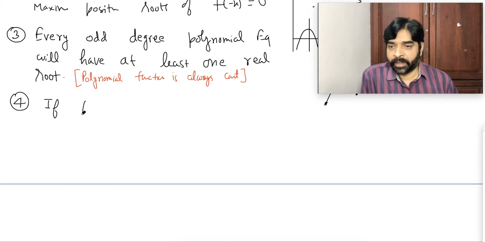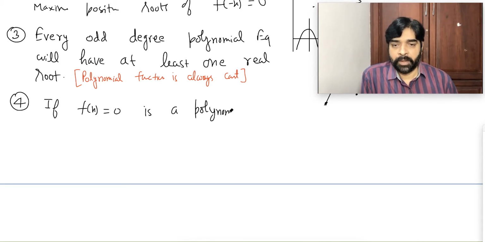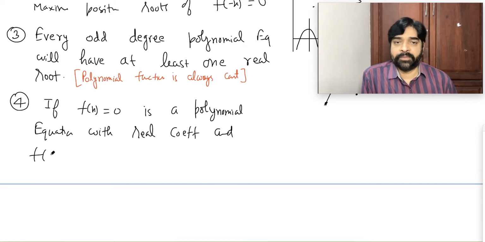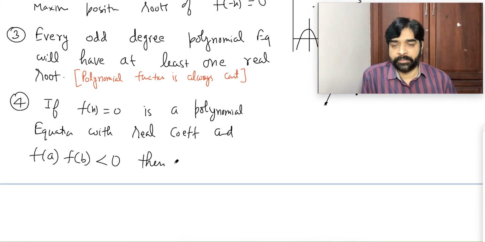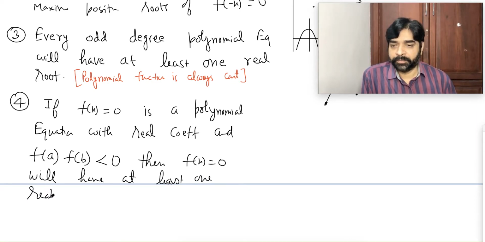If f(x) equal to 0 is a polynomial equation with real coefficients, and f(a) into f(b) is less than 0, then f(x) equal to 0 will have at least one real root between a and b.